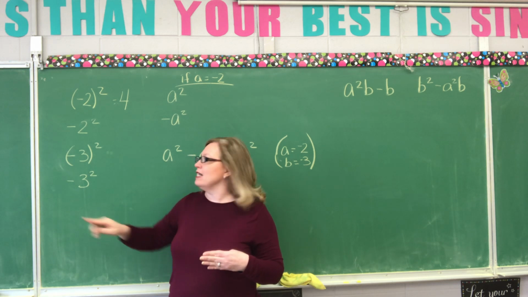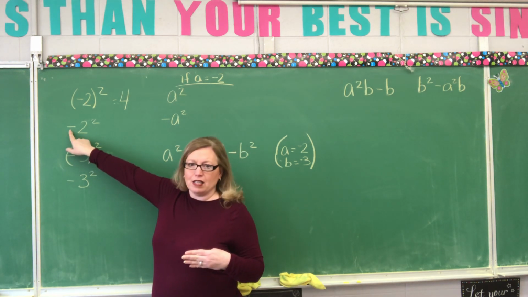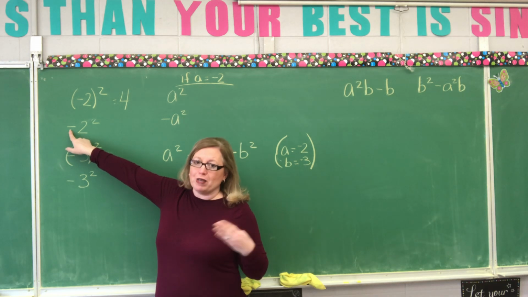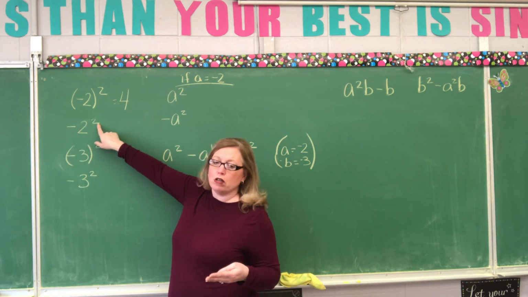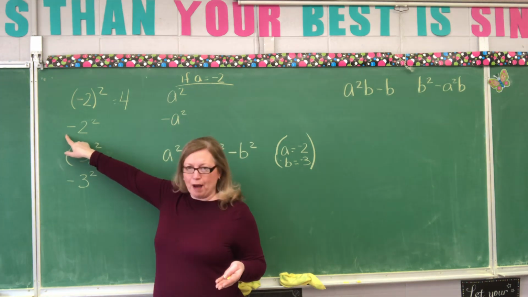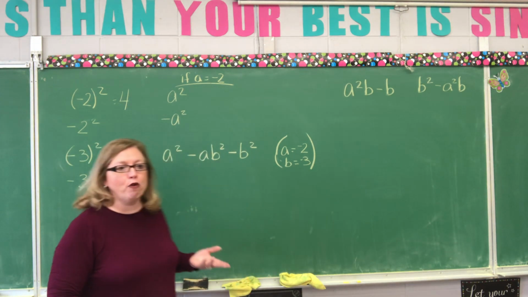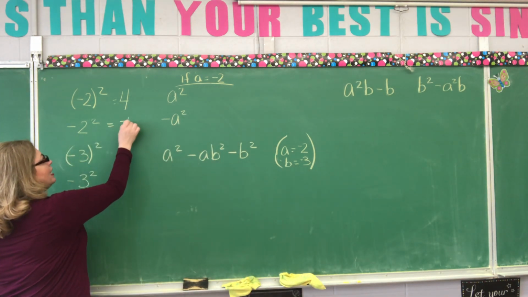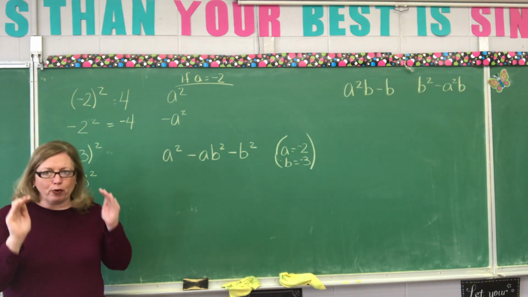Now, if you look at this, there's no parentheses that puts that negative sign with our square. So what we're going to say is, this negative, we're not going to use it when we square it. We're going to say 2 squared is 4. The opposite of that is -4. So this is -4. The difference is the parentheses.